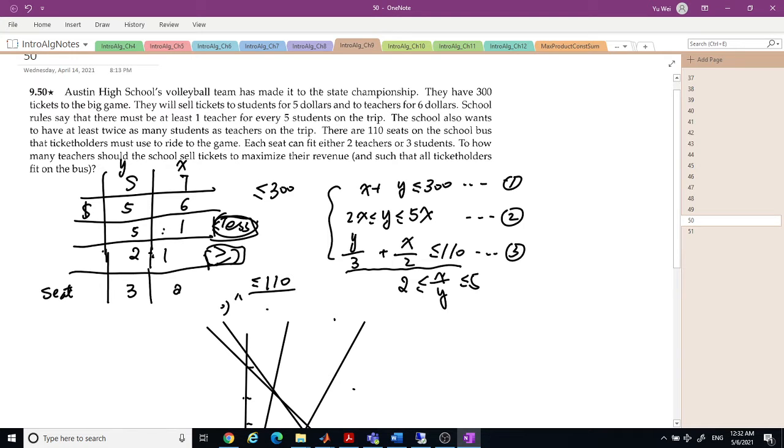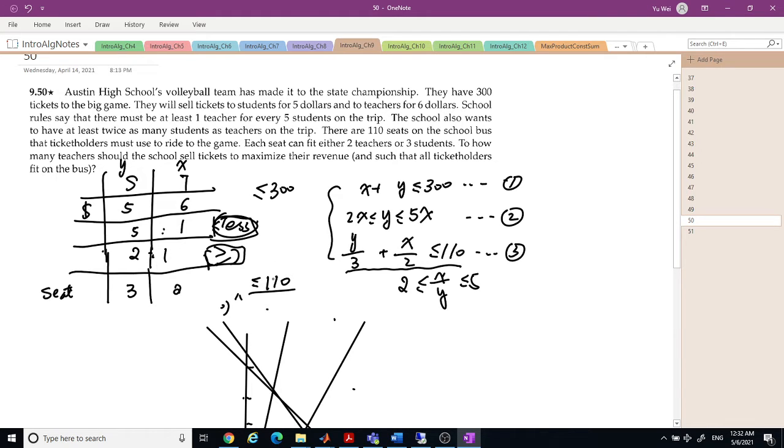The tickets will be sold either to the students or the teachers, and they charge students $5 and teachers $6 for each ticket. And we wish the ratio of students to teachers to be less than or equal to 5 but greater than or equal to 2. So that's why the number of students is greater than or equal to 2 times the teachers and less than or equal to 5 times the teachers.